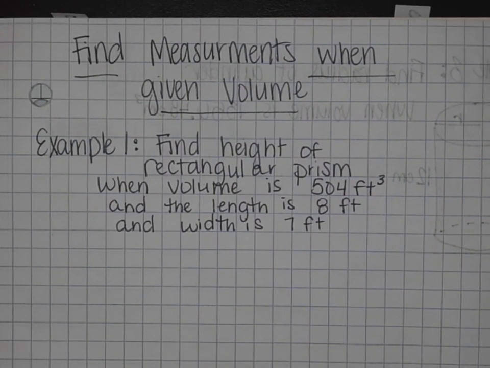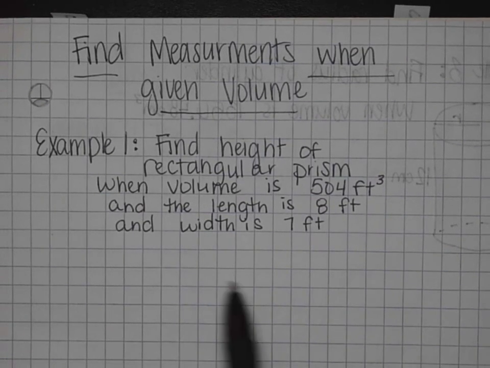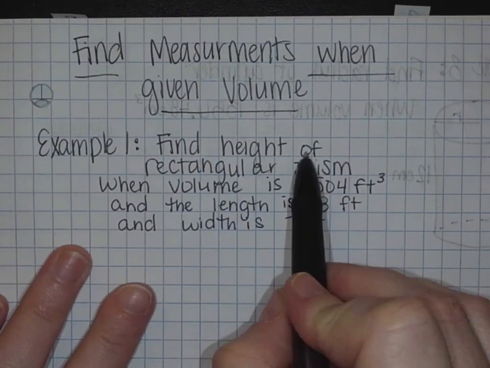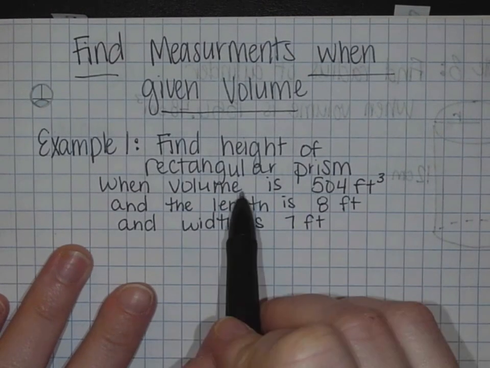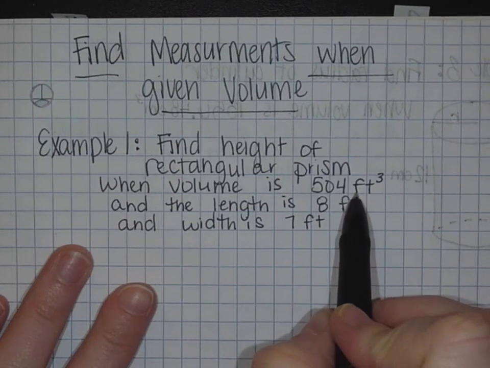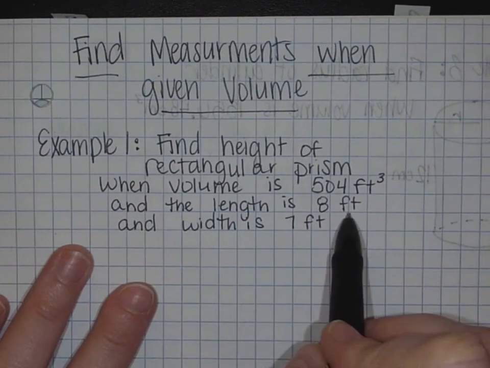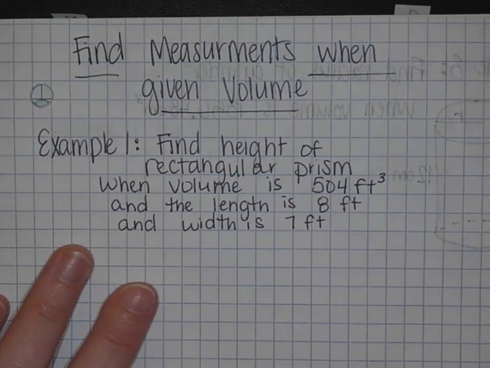And we do need to kind of review solving, but I'm going to set this problem up and then we'll talk about reviewing solving equations. So find the height of a rectangular prism when the volume is 504 feet cubed, remember that 3 up there means cubed, and the length is 8 and the width is 7 feet.